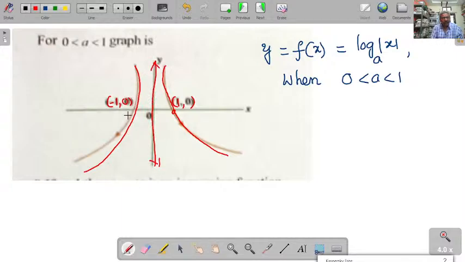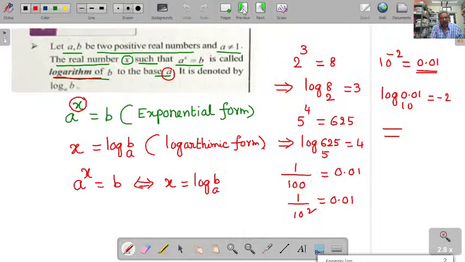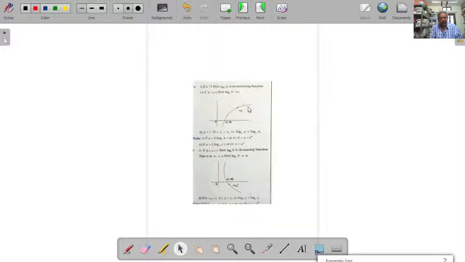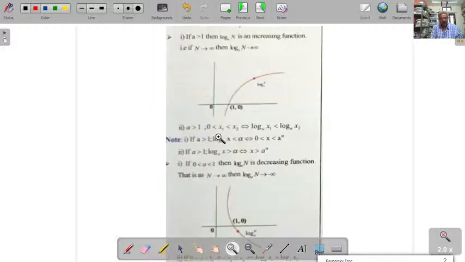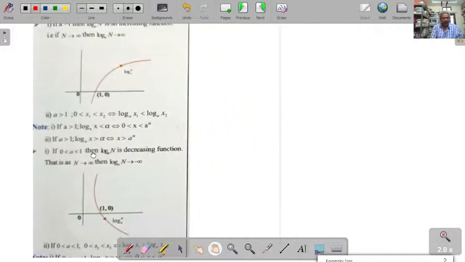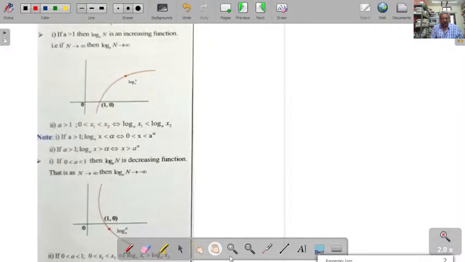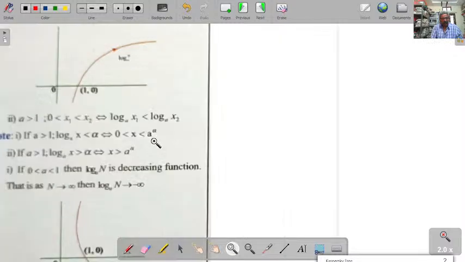In the previous case, the graph is like this. This graph will be like this. So in the previous case also you can see the graph will be like this. So next, let us see this one. These graphs are very, very important. We need to discuss in a very clear manner.